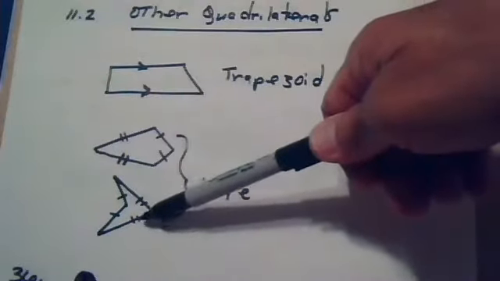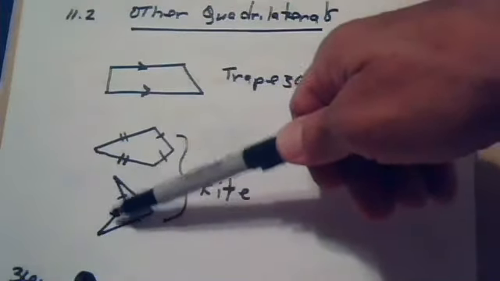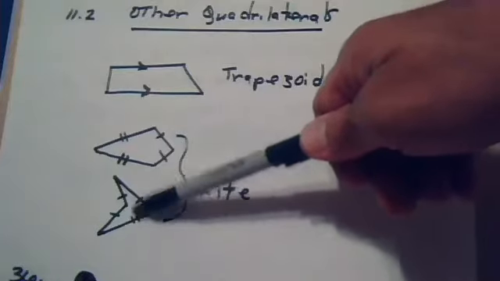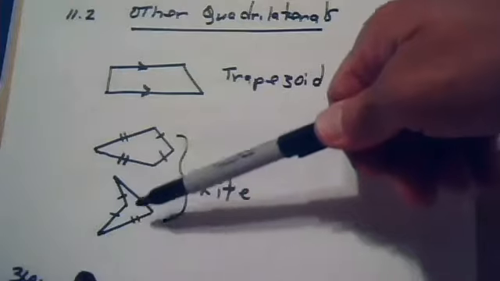Notice this one. This is a concave kite, right? This is a convex kite because of the cave here, concave. Again, the same reason that they're called kites. 2 pairs of consecutive sides are congruent.